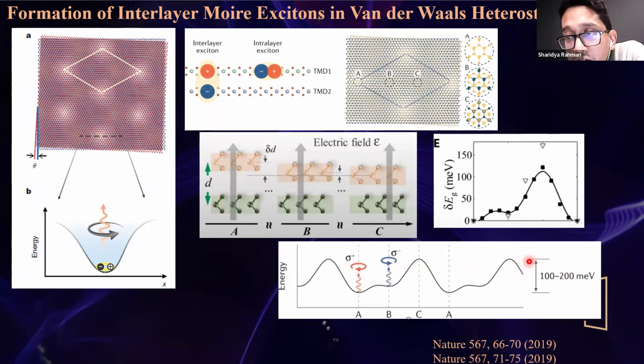Usually the excitons formed by this electron hole pair have a very strong binding energy of up to even 200 millielectron volts. So this is one of the major factors behind the formation and collection efficiency of these interlayer excitons.